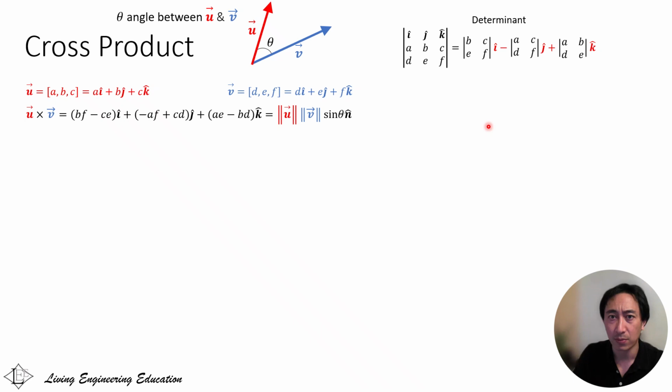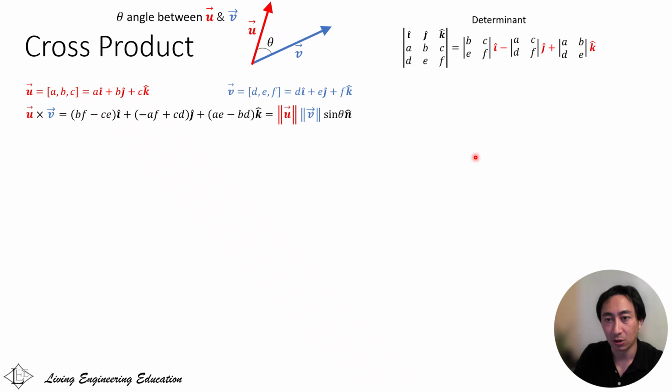This matrix is always going to be built in the same way. You write your basis vectors in the top row, i hat, j hat, and k hat. In the second row, you write the terms of your first vector, in this case u, so a, b, c. And then in the third row, you write the terms of your second vector, in this case v, d, e, f. Then you change this 3x3 determinant into multiple 2x2 determinants. And you're going to get an i hat term, a j hat term, and a k hat term. So this determinant right here is going to be this component right there.